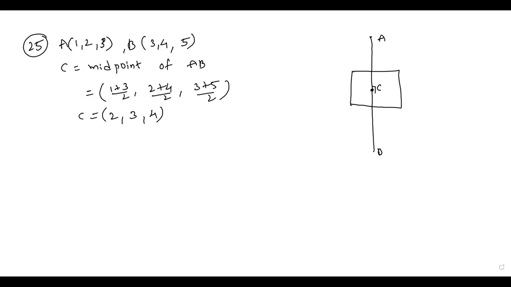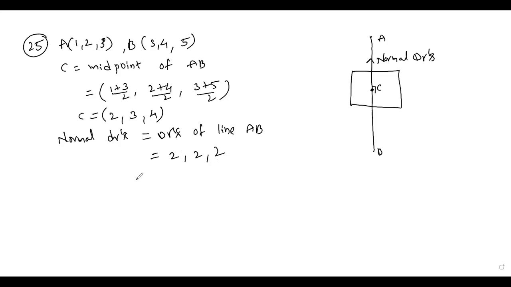Now, normal DRs are also along this only. For every plane, the DRs of the plane are always perpendicular or normal to the plane. So AB and normal DRs both are in the same direction. That's why I'll find normal DRs, nothing but DRs of line AB. When the line passes through 2 points, the DRs form, as we just wrote, x2 minus x1: 3 minus 1, 2; 4 minus 2, 2; 5 minus 3, 2.